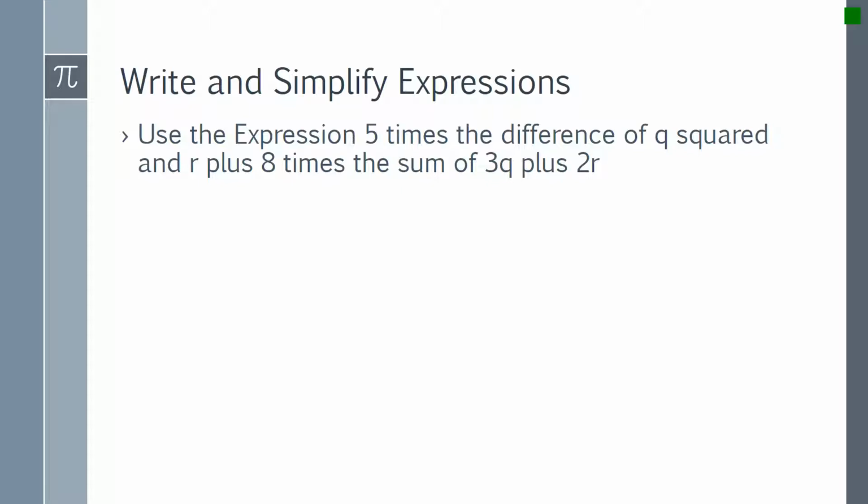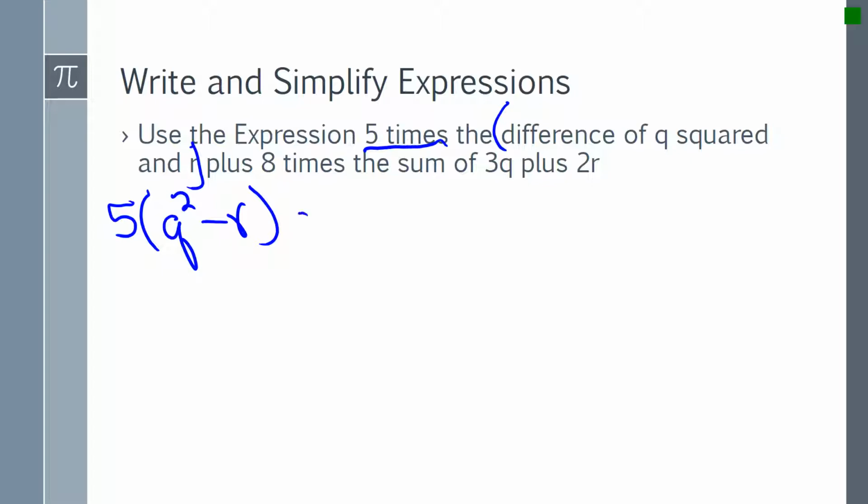Use the expression 5 times the difference of q squared and r plus 8 times the sum of 3q plus 2r. So let's take this bit by bit. So here we got 5 times, well, 5 times what? 5 times the difference of q squared and r. So let's go ahead and write that. We're going to have 5 times, there's parentheses, that's going to mean times, q squared minus r, the difference of q squared and r.